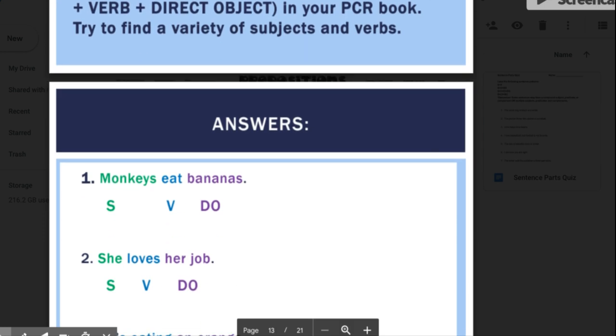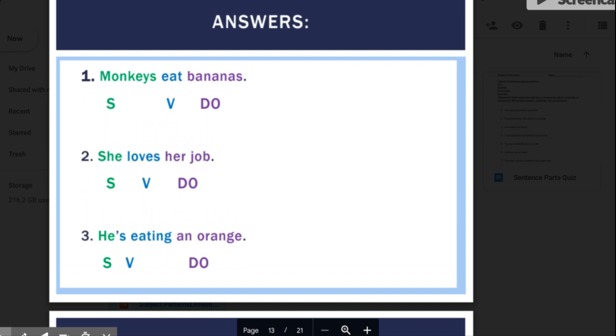All right, here's the answers. Okay, monkeys is your subject, eat is your verb, bananas is your direct object. If you got that right, good job. Number 2, she loves her job. She is your subject, loves is the action verb, and her job is the direct object. And number 3, he is my subject. Is eating is my verb.